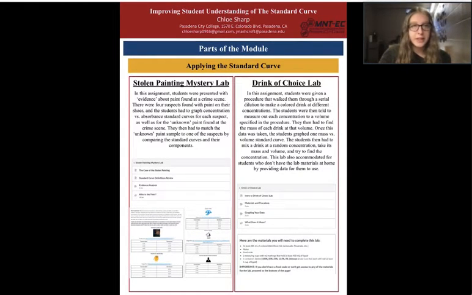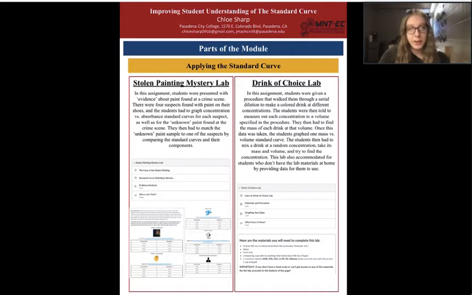After the students complete the graphing assignment, they move on to part 3 of the module, which is applying the standard curve. This part of the module consists of 2 labs that use the standard curve to interpret the data from those labs. The first lab is the Stolen Painting Mystery Lab. A famous painting was stolen from a museum last night, and the only piece of evidence left by the thief was a blue footprint found at the back entrance. After interviewing all the staff, 4 suspects were found to have a blue paint on their shoes that was similar to the one found at the back entrance: Scooby-Doo, Jake the dog from Adventure Time, Blue from Blue's Clues, and Snoopy.